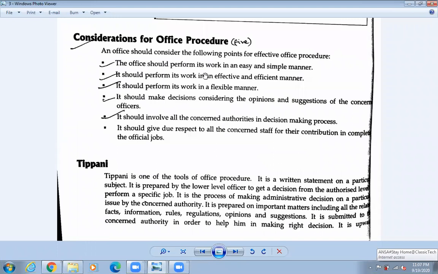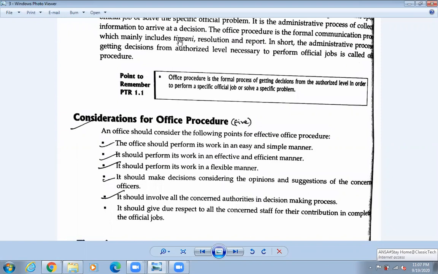Let us go to the tipani. Okay, now what is tipani? Okay, so this tipani means it is also kind of, there are three parts. We have already discussed, open this one. So there are three parts. What are they? So they are tipani, okay, office procedure, okay, three parts. Tipani, resolution, and report. So first is tipani.